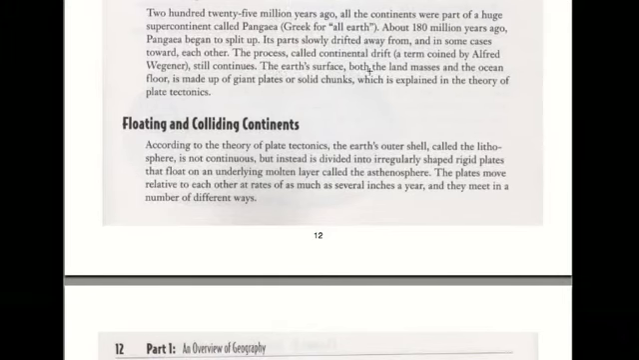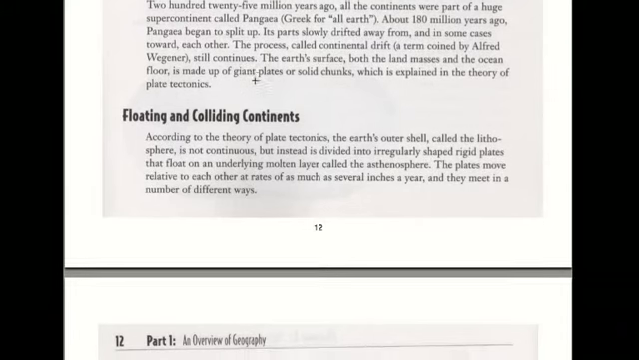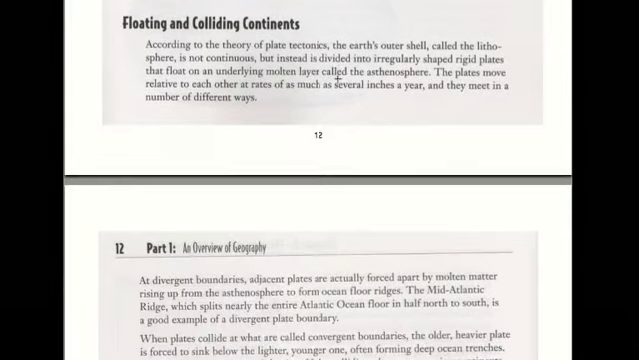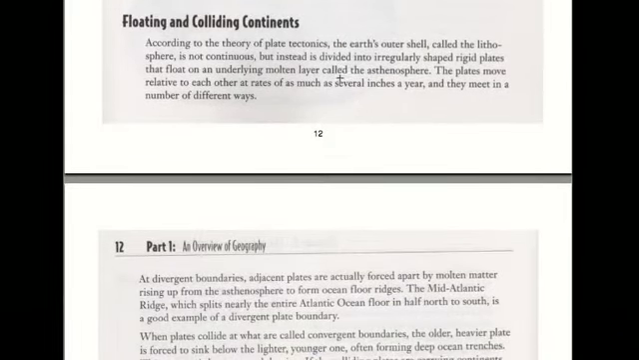The Earth's surface, both the land masses and ocean floor, is made up of giant plates, or solid chunks, which is explained in the theory of plate tectonics. Floating and colliding continents.